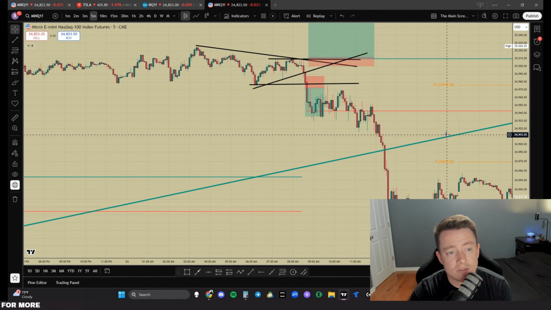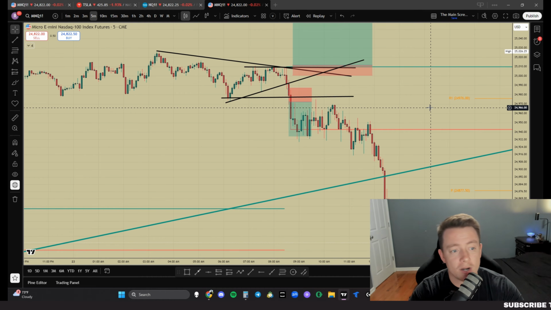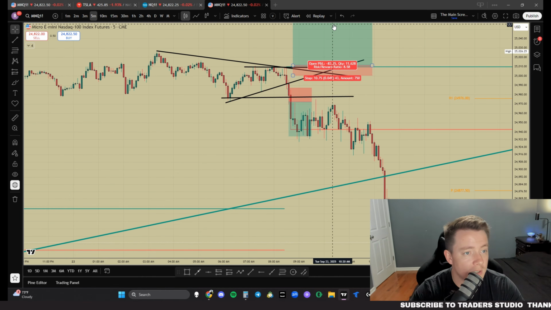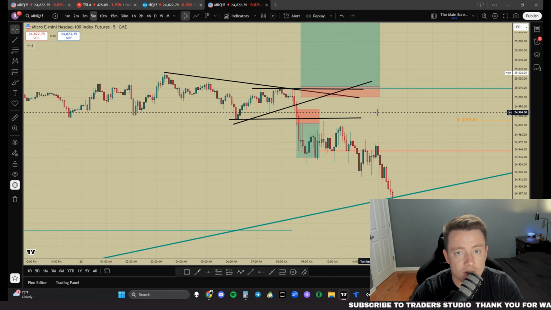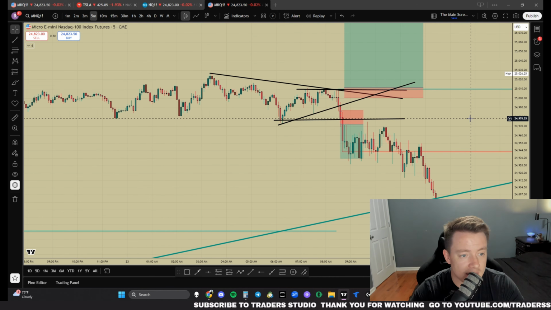Now I will say too, this is replay mode. If you're new to trading, please be aware that in replay mode, everybody is the best trader. So of course this trade's going to work out. This doesn't happen all the time, so please always remember to use proper risk and things like that.